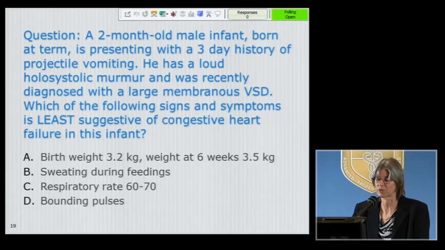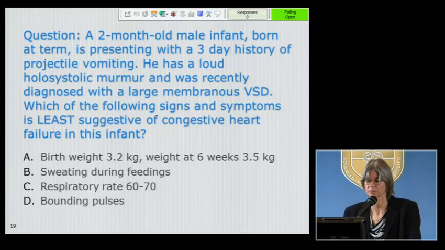A, a birth weight of 3.2 kilos, and the weight at 6 weeks is now 3.5 kilos; B, sweating during feedings; C, a respiratory rate of 60 to 70; or D, bounding pulses. Which one of these signs and symptoms is least suggestive of congestive heart failure in this infant?